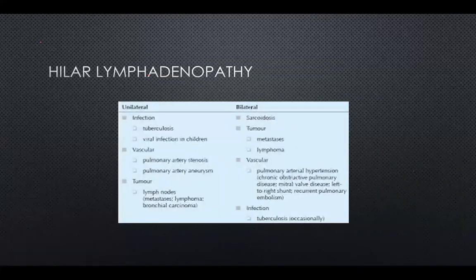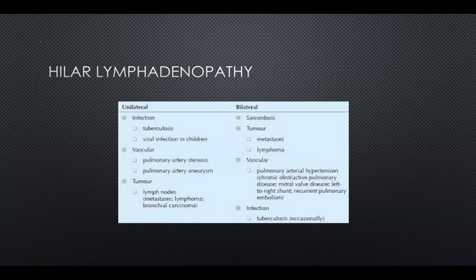And hilar lymphadenopathy, you're probably going to go through in a lot more detail with pathology, but you basically want to know, is it on one side or is it on both sides? And then your differential diagnosis for that. So if it's just on one side and you've got a bit of consolidation, think about infection, or is there a tumor that's just spread to one side of the lymph nodes? But if you've got it on both sides, you're more likely to be thinking about things like sarcoidosis, tumors, but more likely metastases or lymphoma, and then rarely your TB. TB can be unilateral or bilateral.